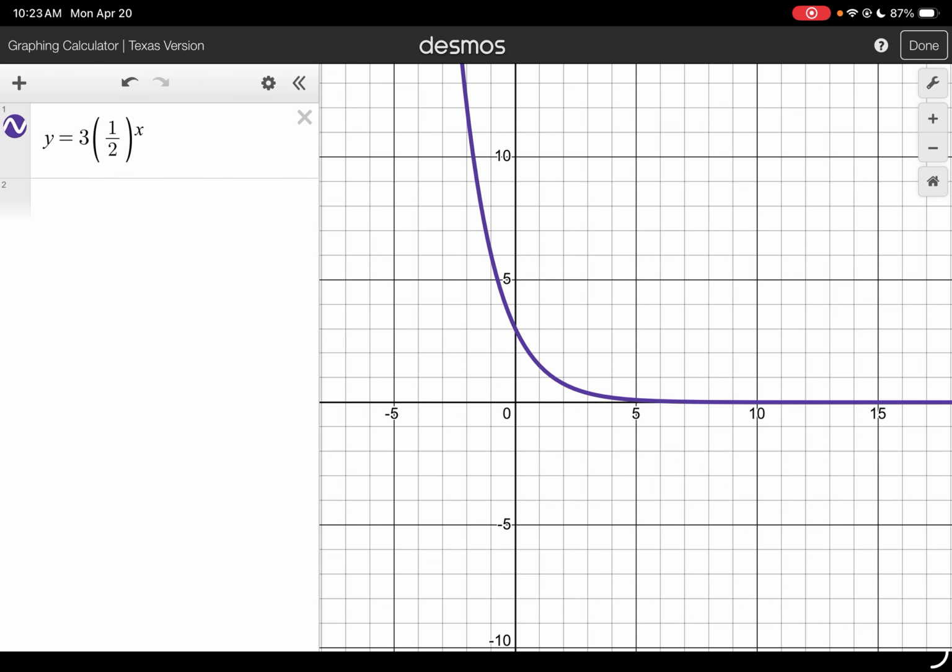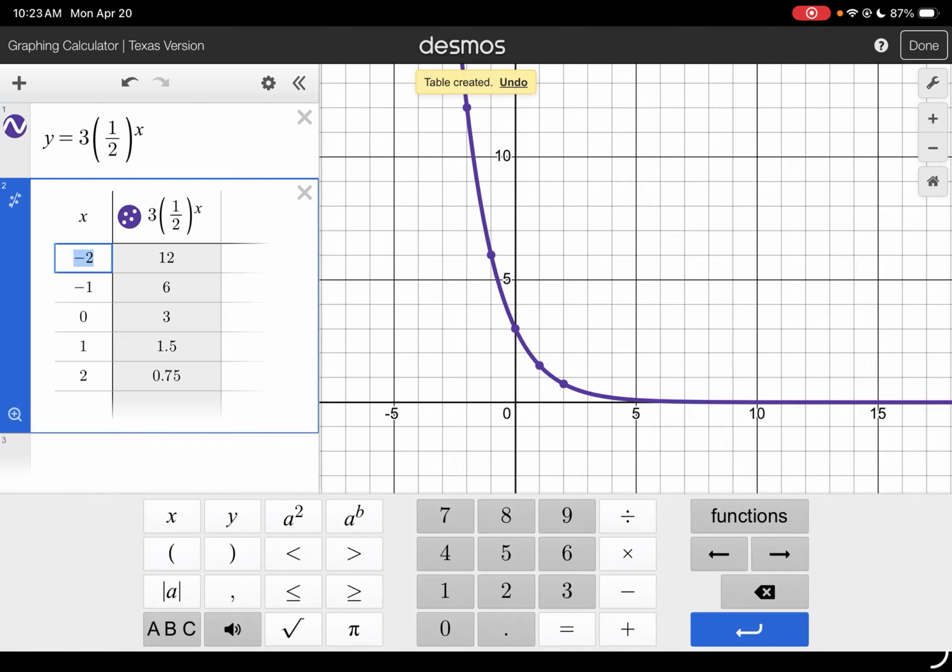It's starting on the left, and it's decreasing downwards to the right. And then I want to be able to plot this, so I want to create a table. To create a table, you're going to hit that gear icon at the very top here. Once you press that gear, you're going to press on the table feature, and you'll notice a table pops up.